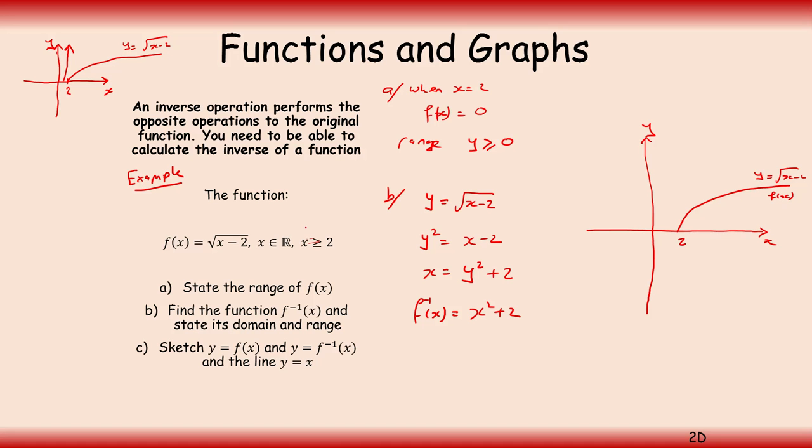Then, now, my inverse function is x squared add 2. Now, x squared, quadratic, starts here. It's a U shape. But because it's plus 2, it's going to start here at 2. And it goes like so.